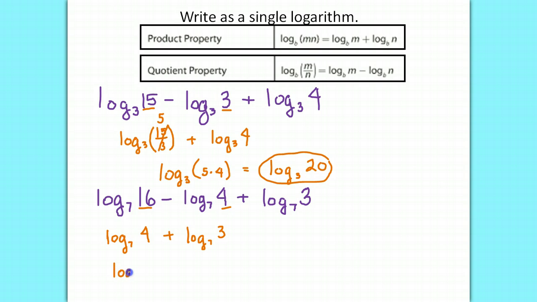And also, just as a side note, you do want to make sure that you only do this if the bases of the logs are the same number. In these examples, we're okay, this is 7 and this is 7. Up here, they were all 3. But just double check that. You don't want to combine them if they're different bases. So 4 times 3 gives me 12, and now I have a single logarithm, and that's my answer there.